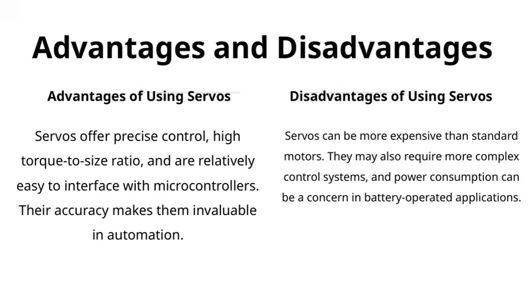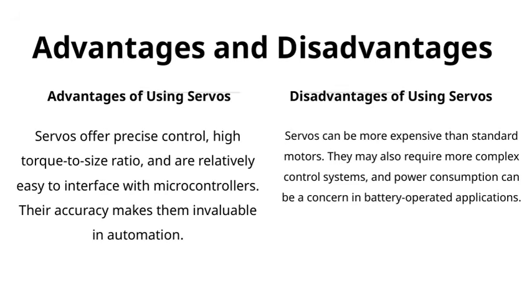They also require more complex control systems to operate effectively, which might mean additional circuitry or programming complexity. And let's not forget about power consumption. Servos can draw a significant amount of current, which can be a concern, particularly in battery-powered applications where conserving energy is important. So, while servos bring a lot to the table in terms of control and precision, it's important to weigh these advantages against the potential costs and design complexities.